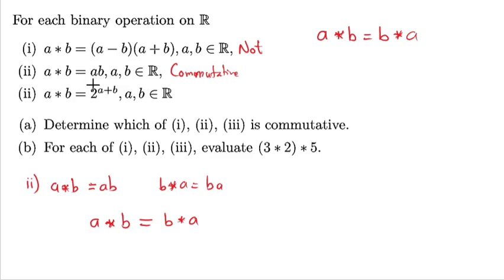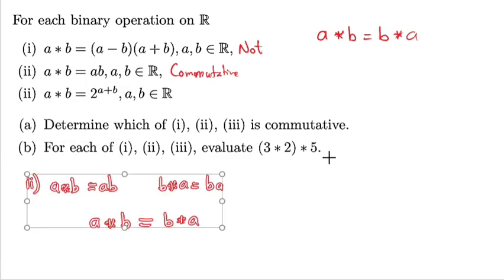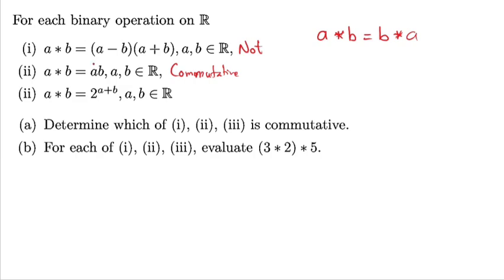How about the third one? So for the third one, we have A star B being equal to 2 to the power A plus B, and B star A, which is equal to 2 to the power, swap them again, B plus A. Now remember what I said, A plus B is just the same as B plus A, just like 2 plus 3 is the same as 3 plus 2. So these two are the same, meaning that this one is also commutative.